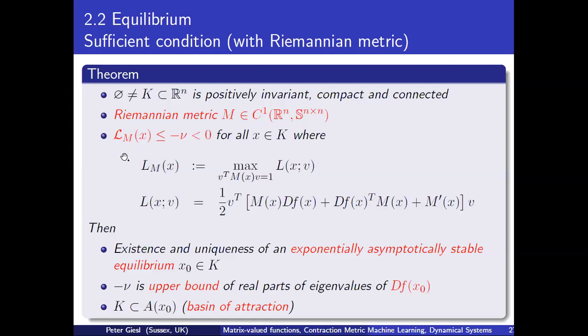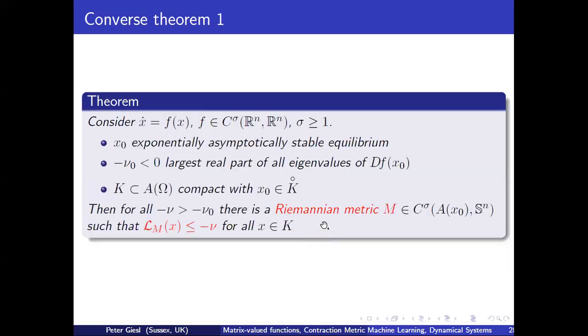So if this is satisfied with this maximum over all directions v which are norm 1, then we have the following result. We have existence and uniqueness of an exponentially stable equilibrium point. The minus nu here is an upper bound of the real parts of the eigenvalues of df. So basically, again, the attraction to this equilibrium point, and K is in the basin of attraction. And the converse theorem is very similar.